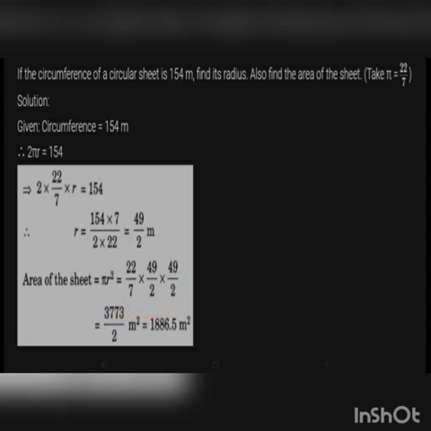that is 1886.5 meter square. Here, 49 by 2, if you are again finding the value, you will get a decimal value. But instead of that, if you write it in the same manner, this 49 is a multiple of 7, so we can cancel down. That is why they wrote 49 by 2 in the same way.